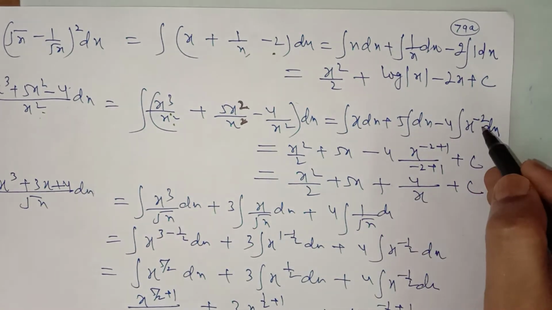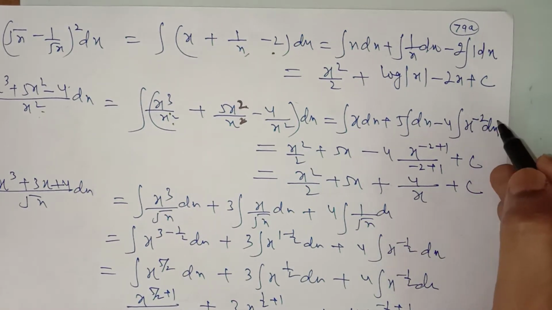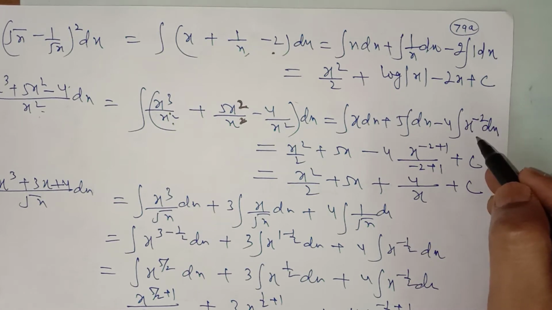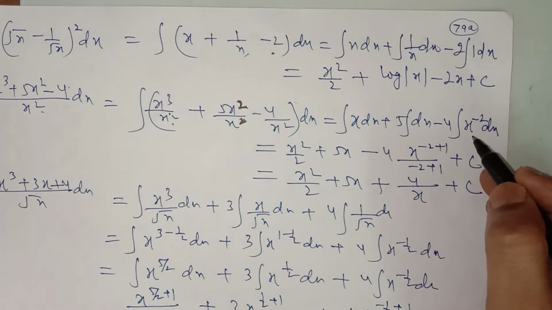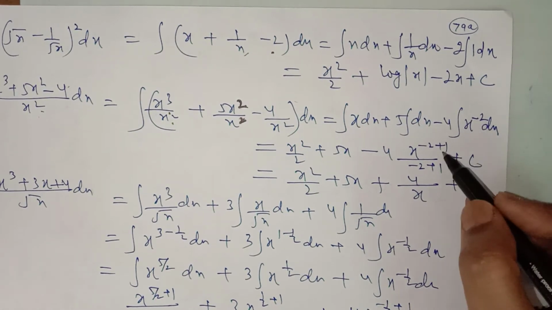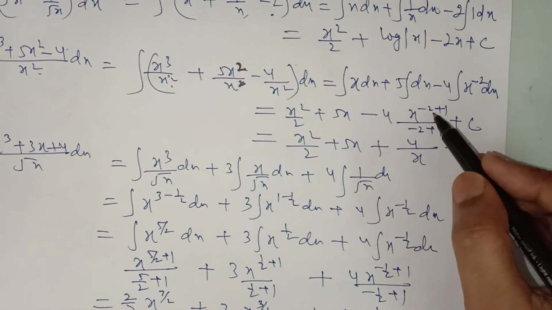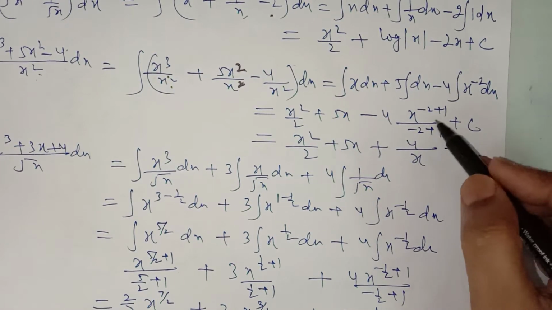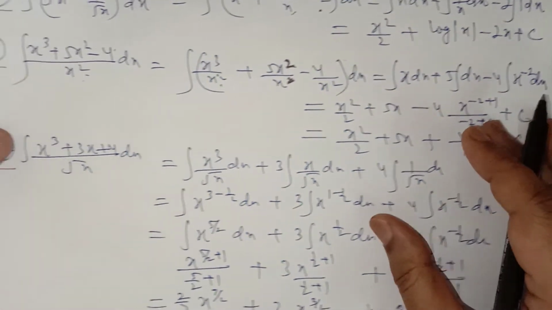Integration of x to the power minus 2 will be x to the power minus 2 plus 1 upon minus 2 plus 1, plus c. Integration of x to the power n is x to the power n plus 1 upon n plus 1. This formula we have used here. Simplify this, x to the power minus 1 upon minus 1, so it becomes 4 upon x.